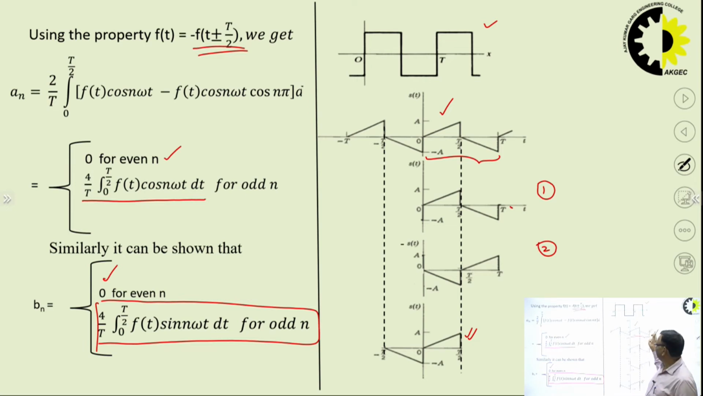Particularly for these types of signals, where we are not able to identify whether the signal has half wave symmetry or not, just take one time period, invert it, shift by T by 2, either left or right, and then compare. This is the fourth step: compare with the original signal.